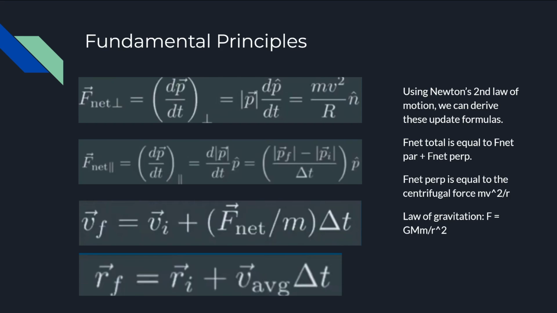Newton's second law. We also need to know that FNet is equal to FNet parallel plus FNet perpendicular, and that FNet perpendicular is equal to the centripetal force, mass times velocity squared over r. And we also need the law of gravitation, which is F equals the gravitational constant times mass 1 times mass 2 over distance squared.